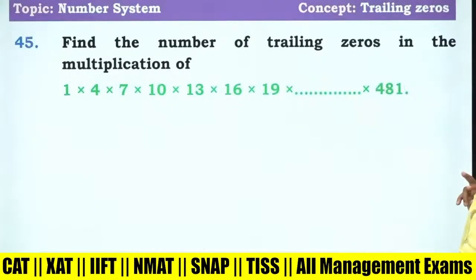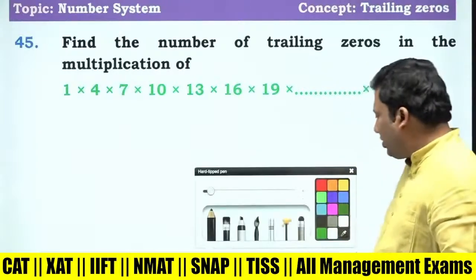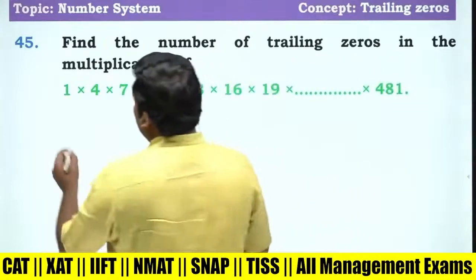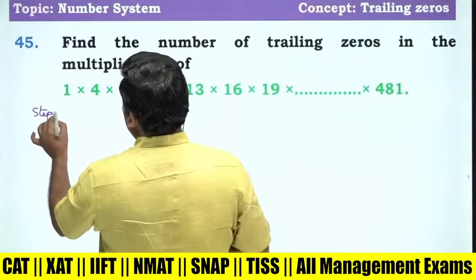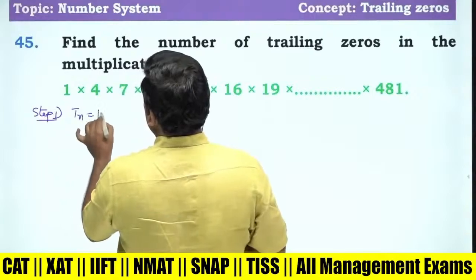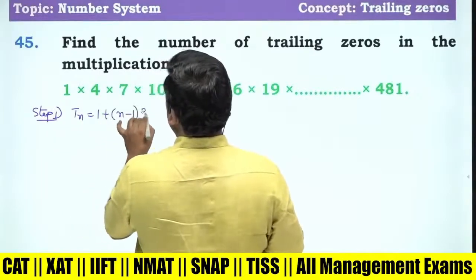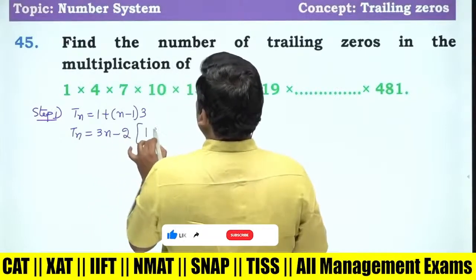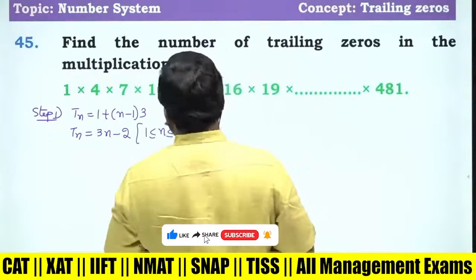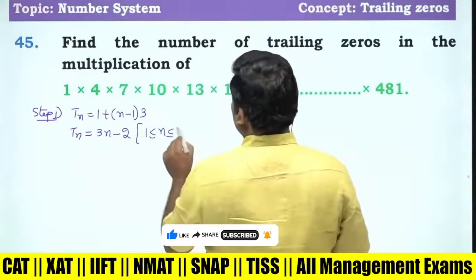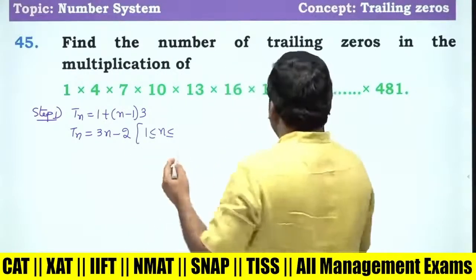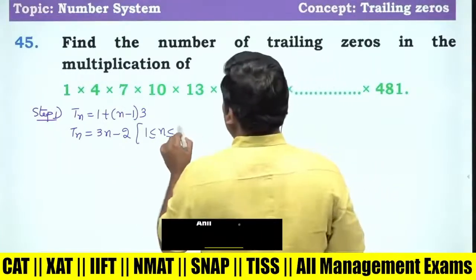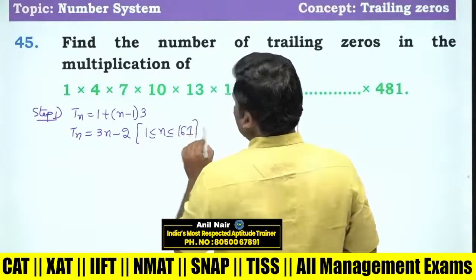Next question. These are very, very important questions. This we will solve very fast. 1, 4, 7, 10, 13, 16, and so on up to 481. Step number 1. Tn equivalent to a plus n minus 1 into 3. So Tn is equivalent to 3n minus 2. N can range from 1 to 161, since 3 into 161 is 483 minus 2, 481.